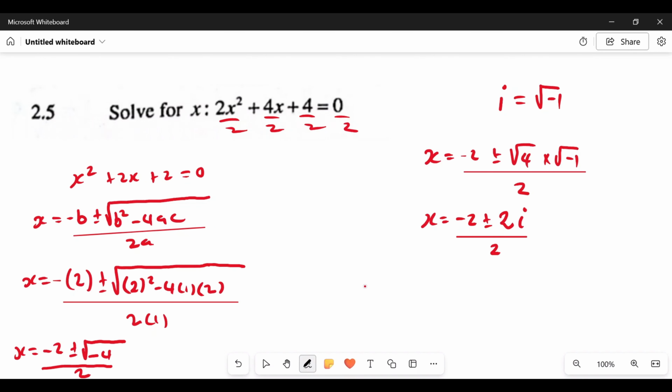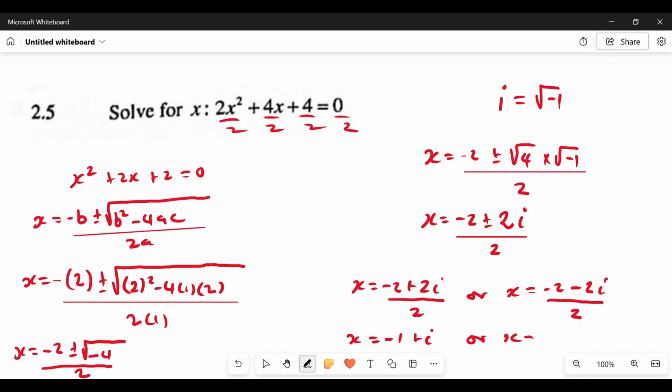So we can say x is equal to negative 2, and when we have plus, we're going to have plus 2i divided by 2. Or x is equal to negative 2, and this time around we're going to include negative 2i, all this divided by 2. If we go further, we divide these two terms on the numerator by 2. So we're going to have x equal to negative 1 plus i, or x is equal to negative 1 minus i.